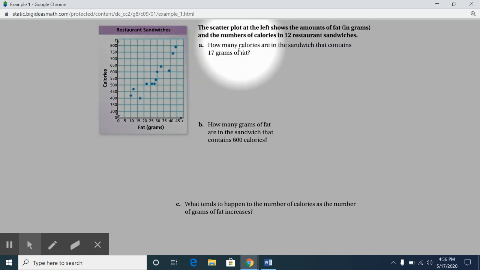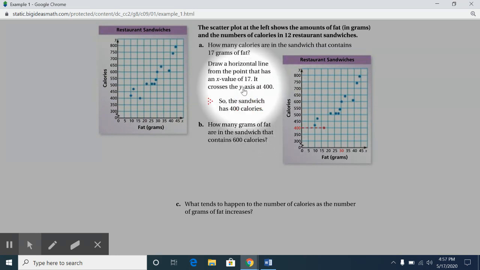They're asking us how many calories are in a sandwich that contains 17 grams of fat. I'm going to identify the point, which is about right here on my X value, that has 17 grams of fat, and see how many calories that has. If I look at my y-axis, I see about 400 here. If we read, it says we could also draw a horizontal line from the point that has an x value of 17 and see where it crosses the y-axis, which is at 400. So that means the sandwich has 400 calories, and they show the picture here.